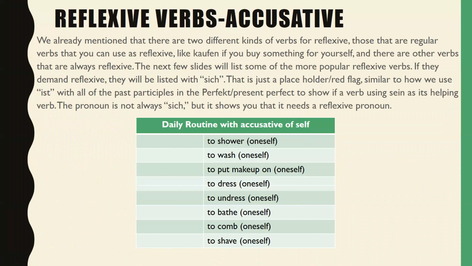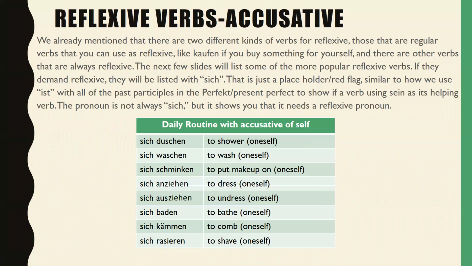I'll let you read the English on your own, and I'll just read the German to you. I've left them blank so that if you wanted to quiz yourself with this video, you could do so. Sich duschen, sich waschen, sich schminken, sich anziehen, sich ausziehen, sich baden, sich kämmen, sich rasieren. Note, anziehen and ausziehen both have separable prefixes. An is a prefix and aus is a prefix, so if you conjugate these verbs in the present tense, those prefixes will go at the end of the sentence.